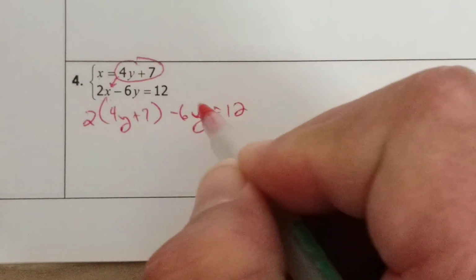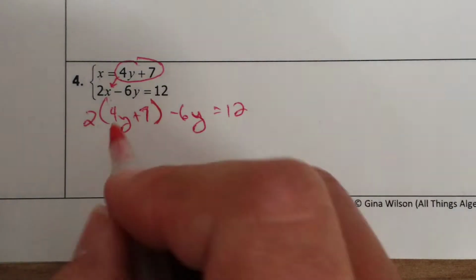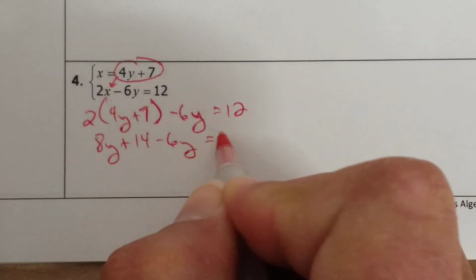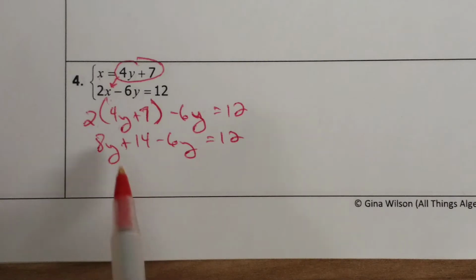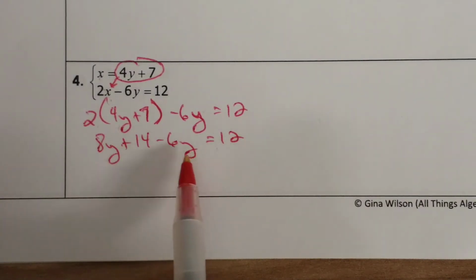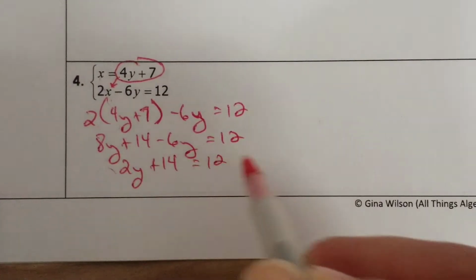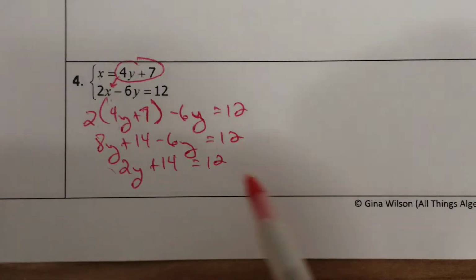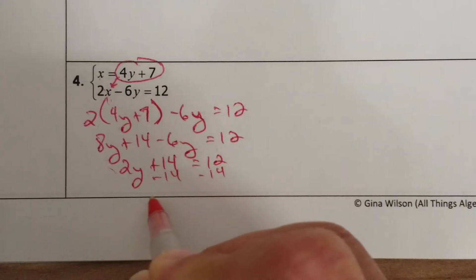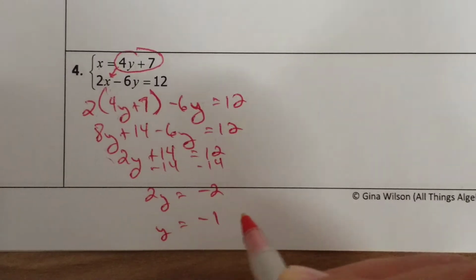And I hope you see what we're going to have to do here, because we have parentheses we're going to have to distribute. So 2 times 4 is 8y. 2 times 7 is 14, minus 6y equals 12. Now these two are on the same side of the equal sign, so I just add them together. 8y and -6y make 2y. Bring down my 14 and then solve this two-step equation. When I take away 14 from both sides, I'm left with 2y equals -2. And divide by 2, you get y equals -1.